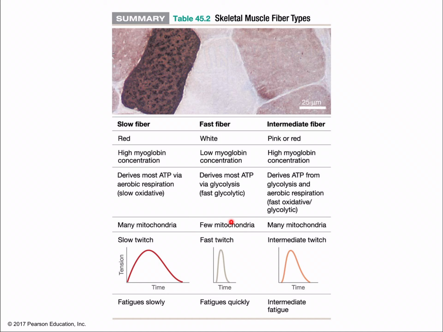So these are the terms that I have seen before: slow oxidative, fast glycolytic, fast oxidative glycolytic. All right, so that's where I'm going to end part one of this lecture today.